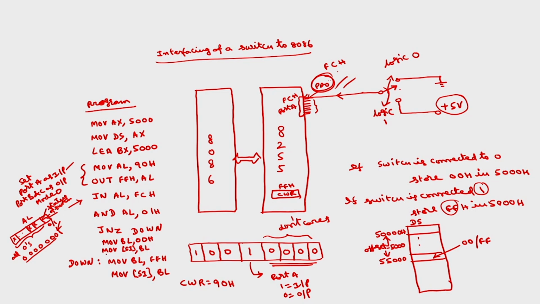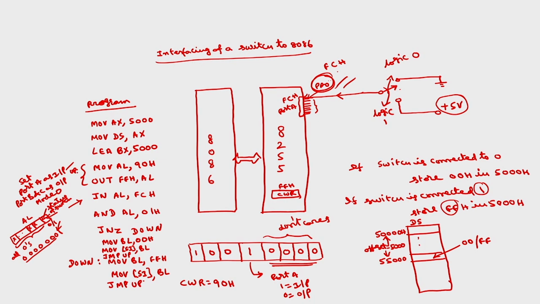In any case you have to halt; the program can be halted here or here. If you want to check only once, fine. If you want to check continuously, then instead of this halt you can write an unconditional jump to up. Here also you can write an unconditional jump to up, and this up will be here, so that it will continuously check the status of the switch.